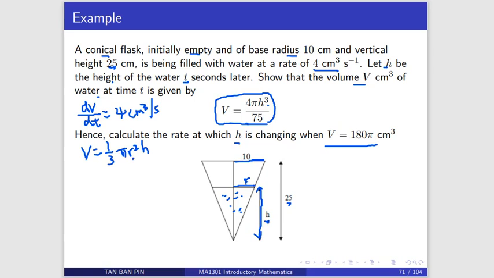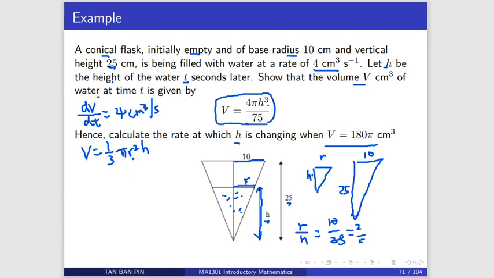So what you can do is use similar triangles. The small one has R and h, and the big one has height 25 and radius 10. That means R over h is 10 over 25, which you can cancel to give you 2 over 5. So with that you can say R is 2h over 5.